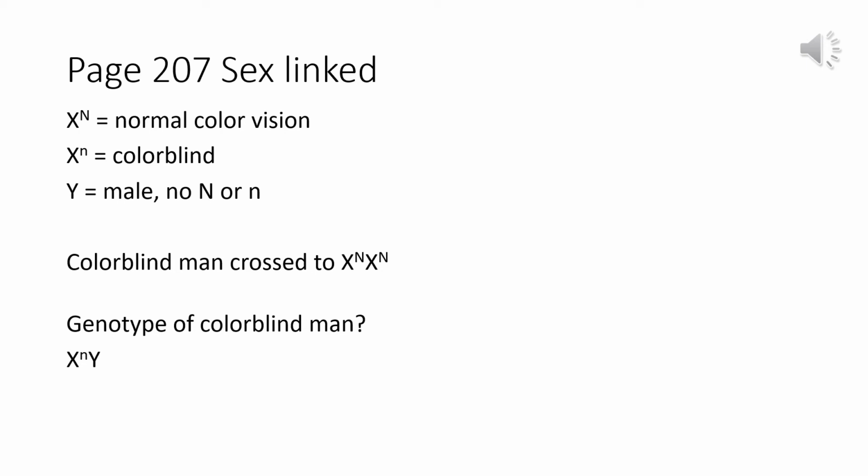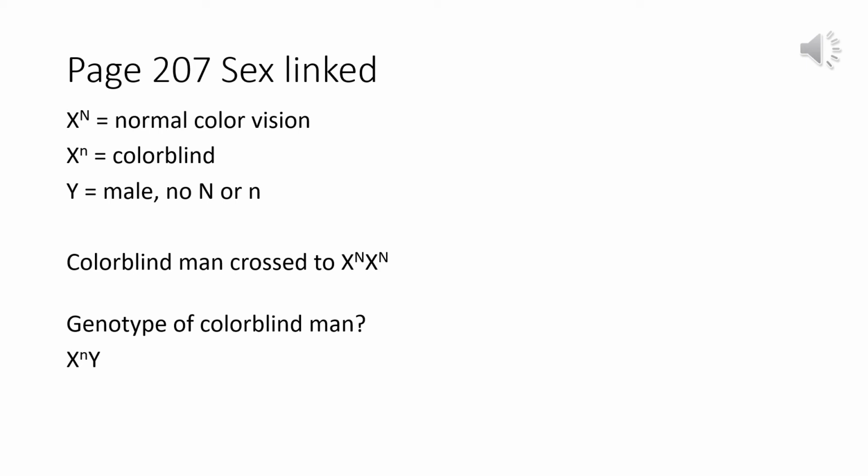There's a couple of things that we can talk about. In humans, color vision is a sex-linked trait, and the gene for color vision is located on the X chromosome, but absent on the Y chromosome. When working with sex-linked traits, you do have to indicate the dominant big N allele and the recessive little n allele, the X chromosome and the Y chromosome. So it gets a little more complicated.